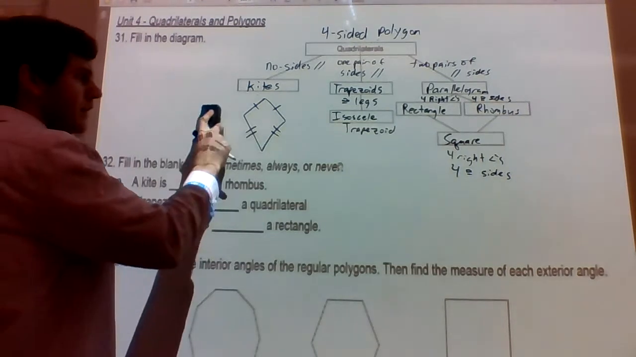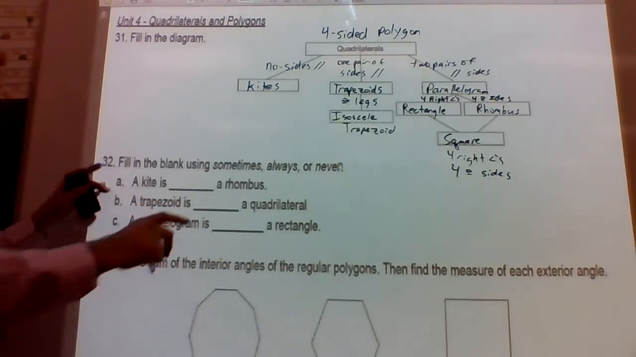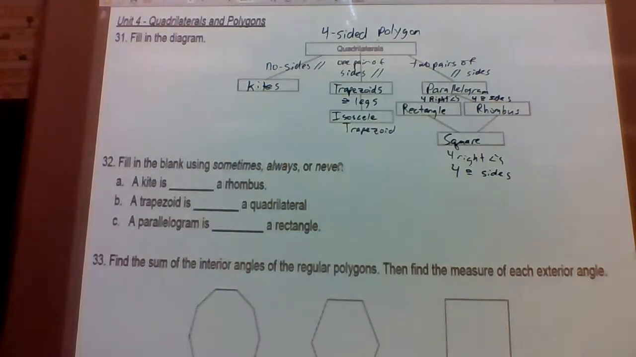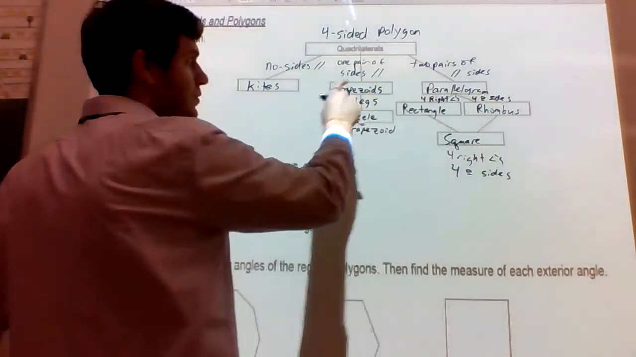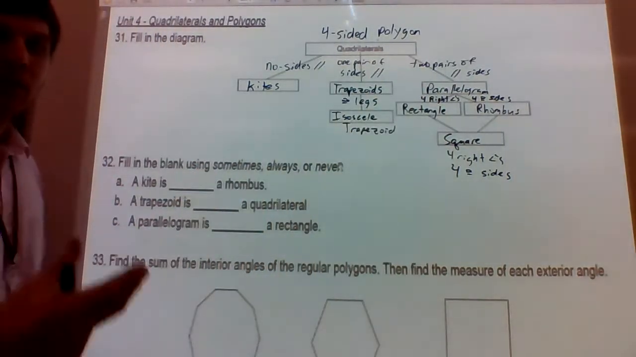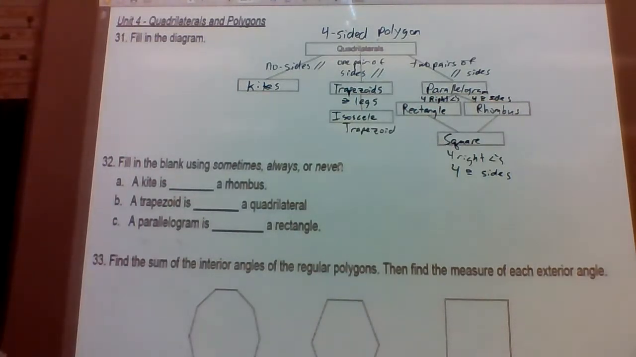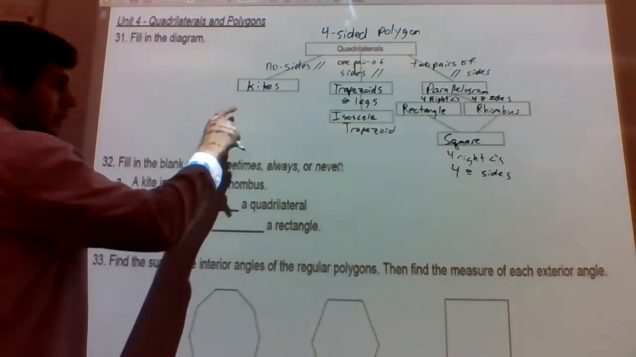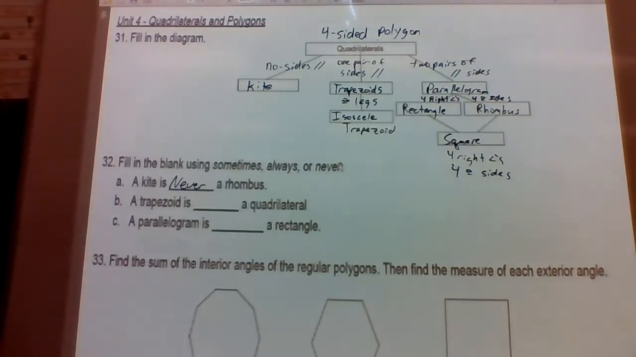32, fill in the blank. A kite is blank a rhombus. Well, a kite is a quadrilateral with no parallel sides. A rhombus has two pairs of parallel sides. So is it possible for something to have both no pairs of parallel sides and two pairs of parallel sides at the same time? No. So this is never. A kite can never be a rhombus.